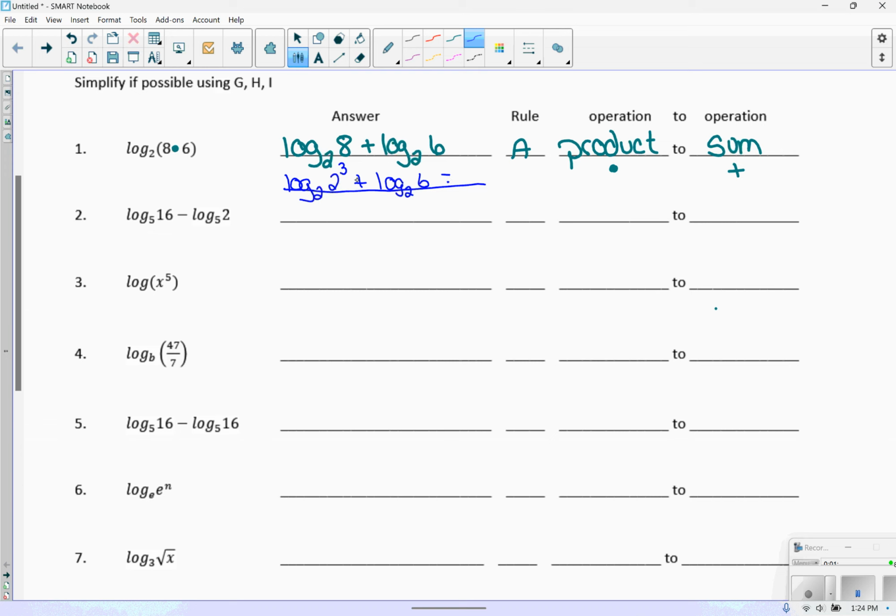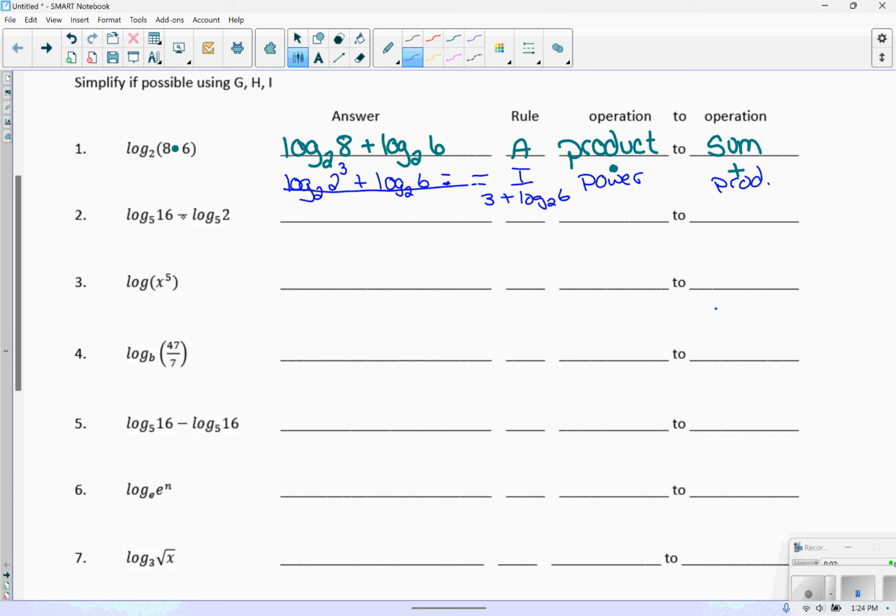that based on rule I, which is power to product, we could simplify this as 3 plus, oops, I don't have enough room there. Let's just bring it down a little bit. As 3 plus log base 2 of 6. So that's what I would be looking for, the 2 steps in that problem.